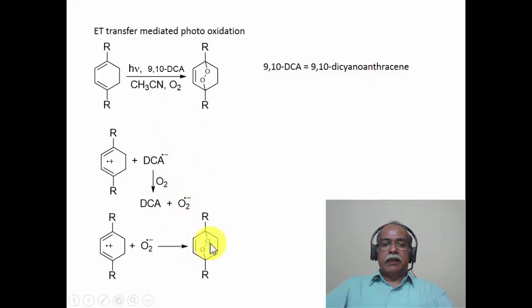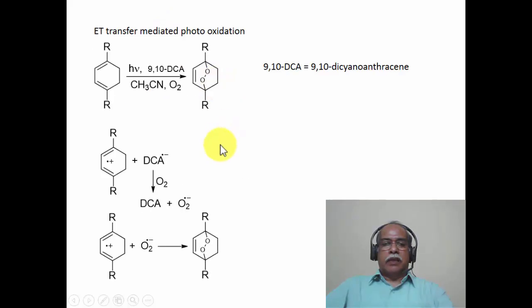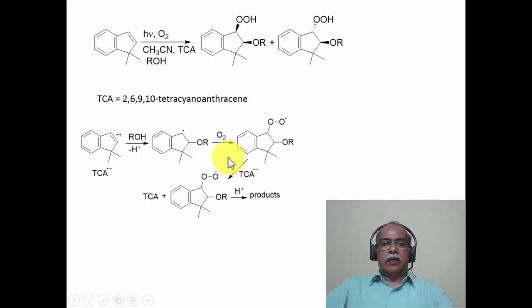Now, when tetracyanoanthracene is used as a sensitizer, a totally different mechanism operates. Here, tetracyanoanthracene anion radical and the cation radical of this indene, dimethyl indene, is formed. However, the tetracyanoanthracene anion radical cannot reduce the oxygen to the corresponding oxygen anion radical. For example, the dicyanoanthracene can have the right potential for the reduction of oxygen to oxygen anion radical. However, the tetracyanoanthracene anion radical cannot reduce the oxygen to the oxygen anion radical. So the cation radical is trapped by methanol to give the product that are shown here.